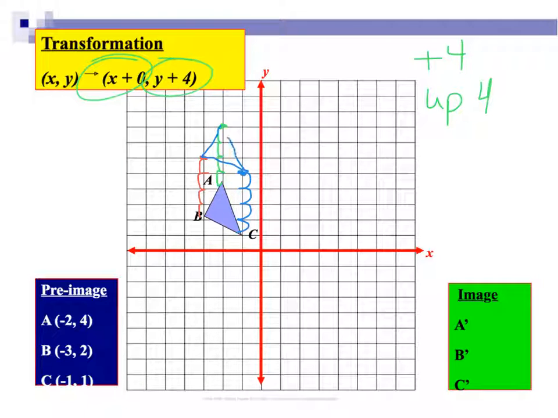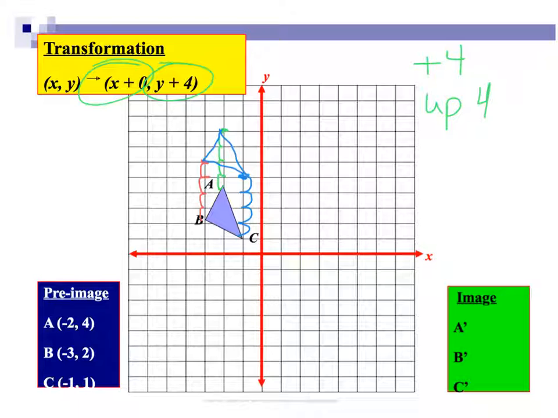Then you will connect your points. So this one is C prime, A prime, and then B prime.